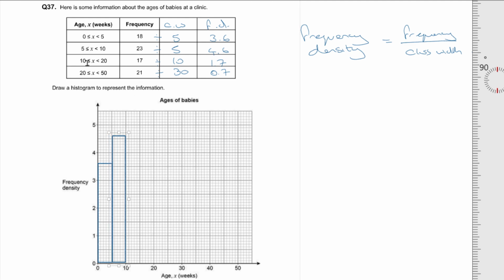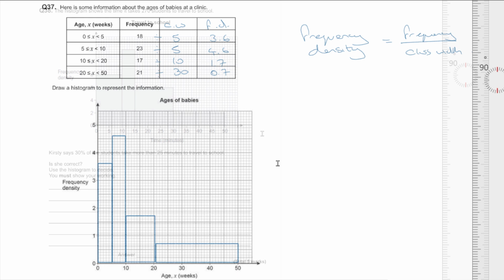Then we've got 10 to 20 with a height of 1.7. And then finally 20 to 50 with a height of 0.7. Okay, I'm happy with my histogram. Looks pretty good. Question 38.